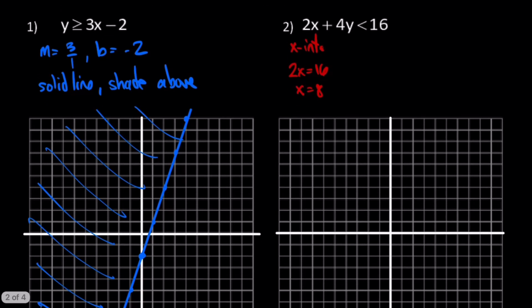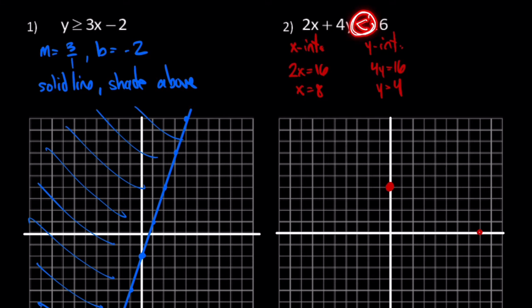So on the x-axis, I'll go over 8. 1, 2, 3, 4, 5, 6, 7, 8. Put a point. So I know the line crosses there. To get the y-intercept, remember, you set x equal to 0. So this would be 0. What do you have left? 4y equals 16. So y equals 4. 1, 2, 3, 4. Right there.